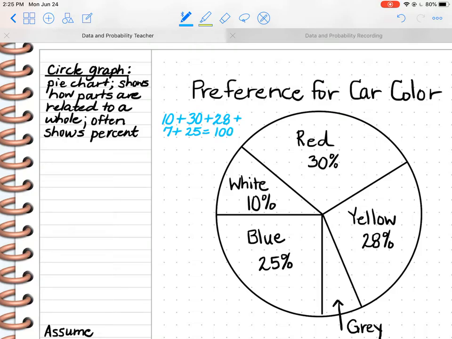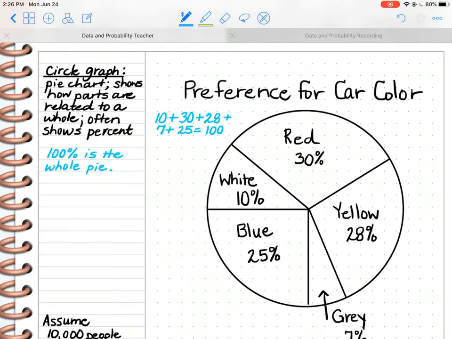If you're dealing with percent, the 100% is the whole pie. Let's put that over here: 100% is the whole pie. That is critical to be able to do this kind of math. If you're dealing with percentages, the 100% is the whole pie.